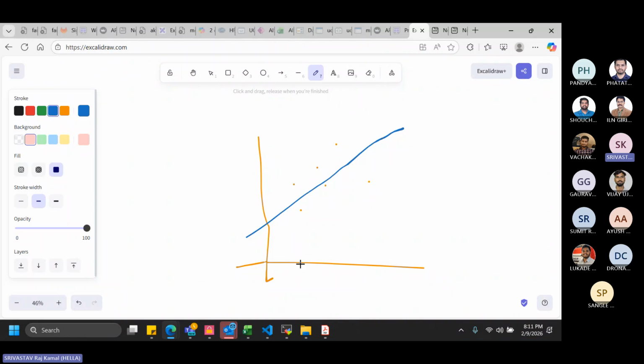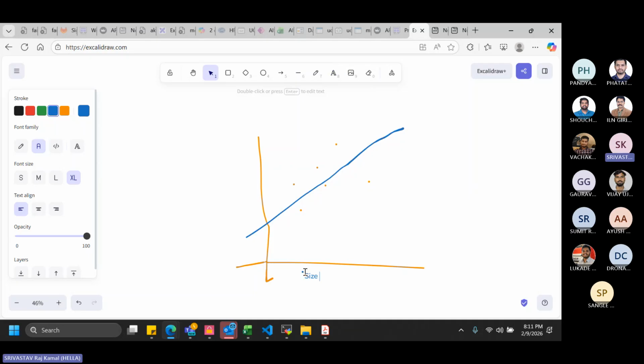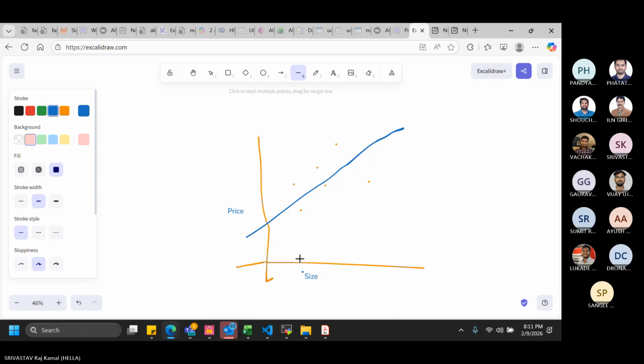This is the size here, and here we have the price. Now let's take this line. For this size, this is the actual price, this one. But for the same size, I get the prediction, this one.